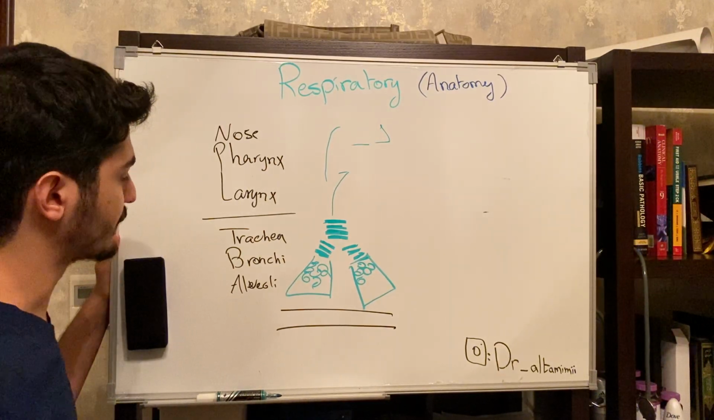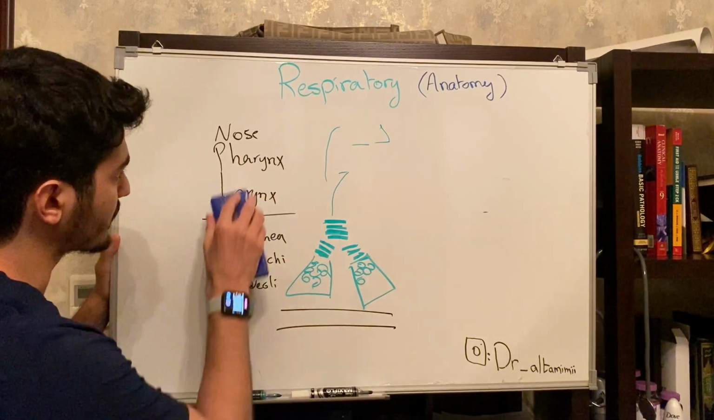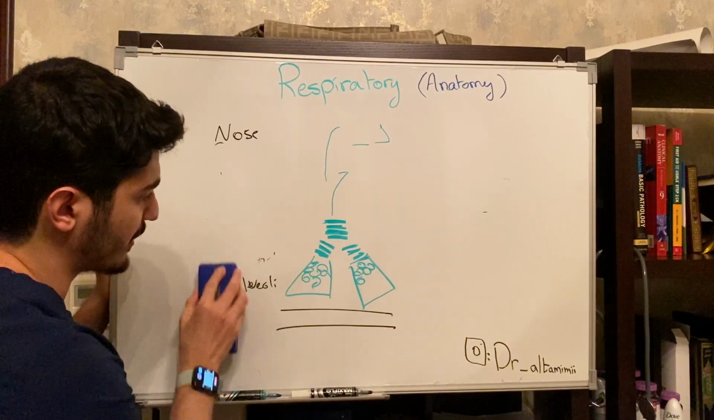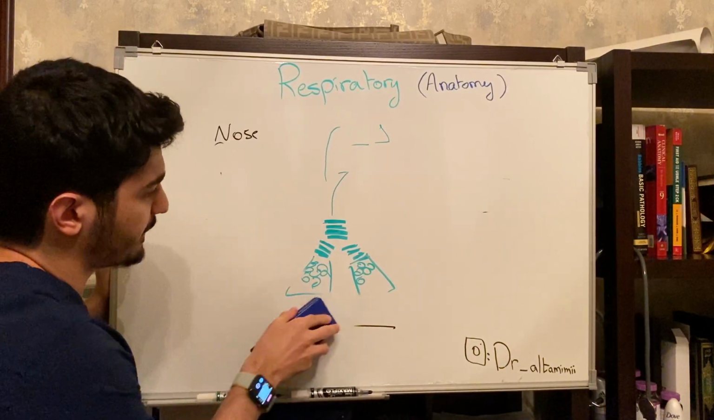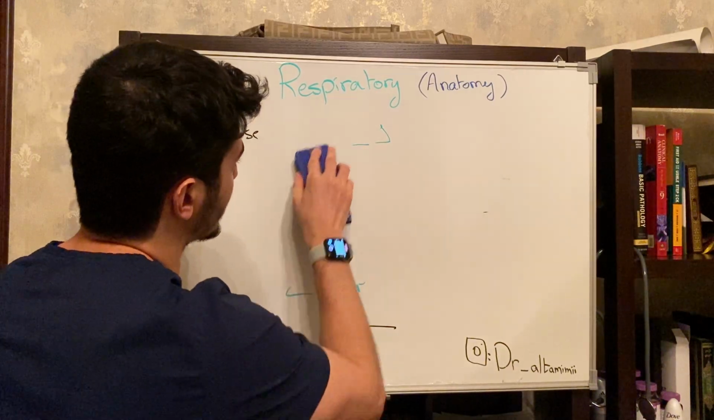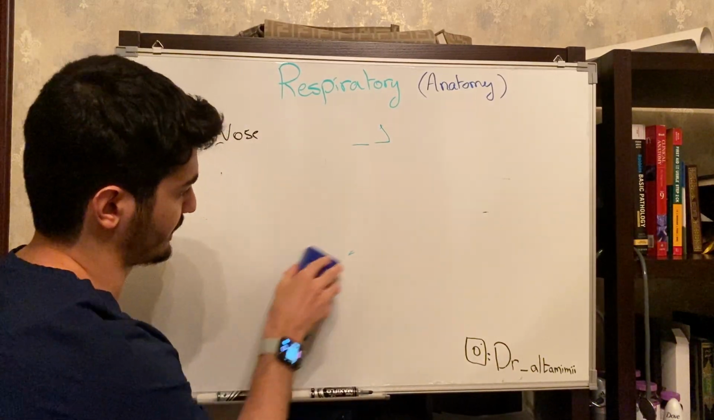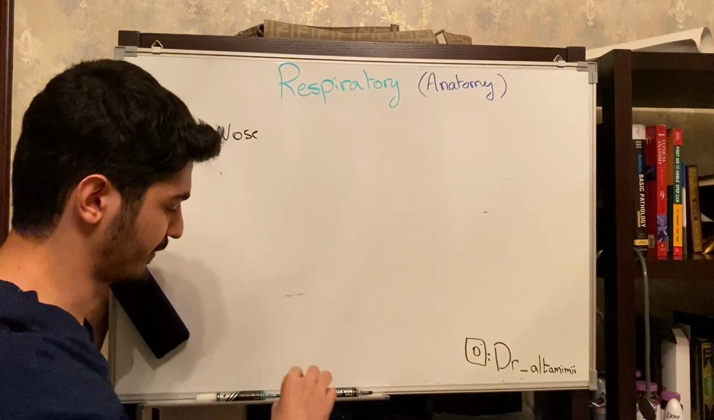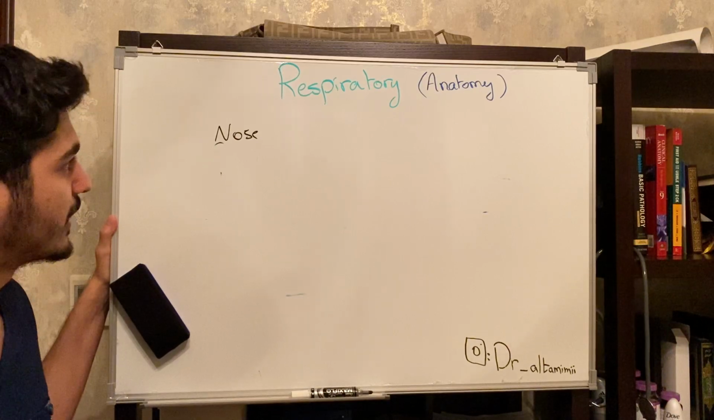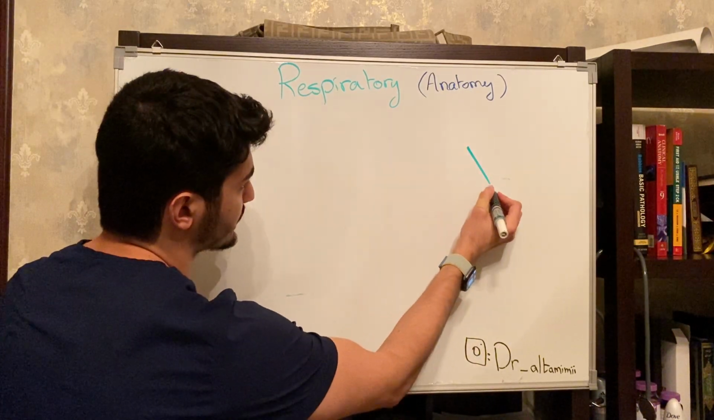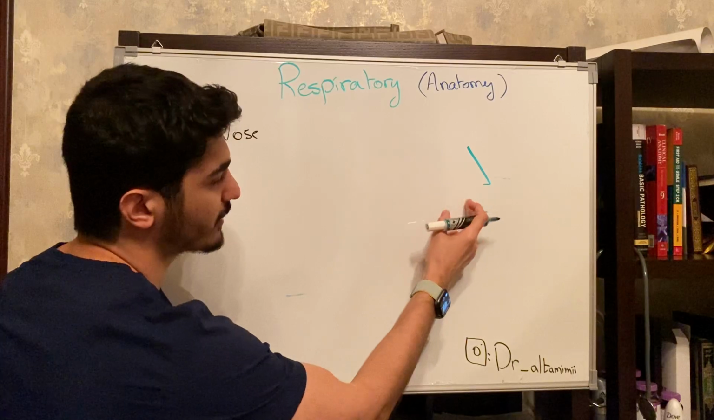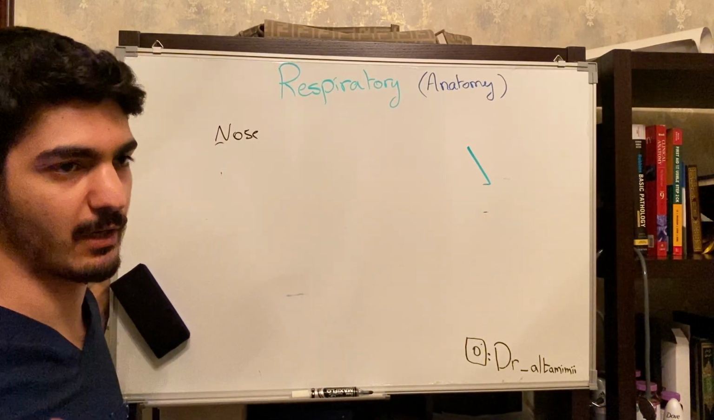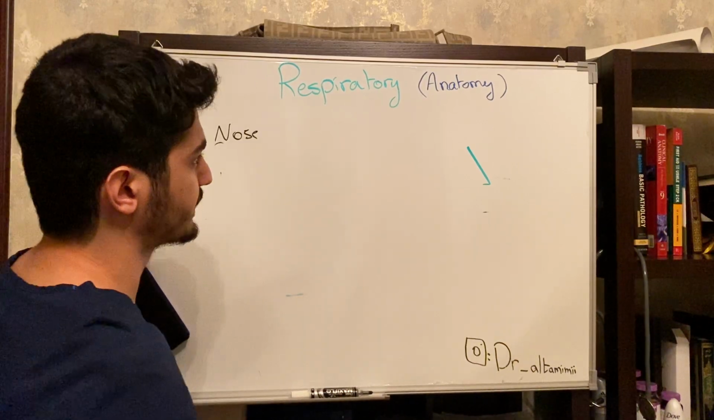Okay, so in this video, we will talk about the only part of your respiratory system that you can see, which is the nose. Because you can't see the lung, you can't see your trachea, but you can see your nose. So this is your nose, okay? And in here are those two, which we call the nostrils. The nostrils will allow air to enter the nose.